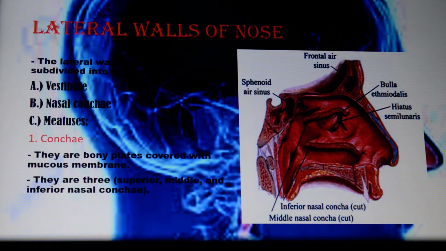The lateral wall is also divided into the vestibule, the nasal conchae and the meatuses. First of all, the conchae. The conchae are mainly small bony plates, surrounded by mucosal membranes. There are three: superior, middle and inferior nasal conchae, as we discussed earlier.